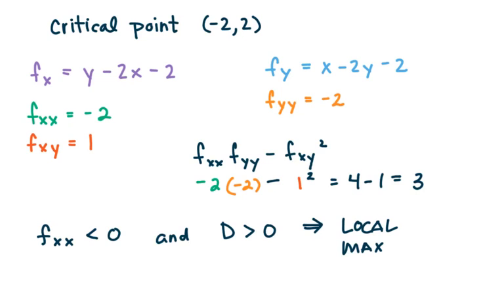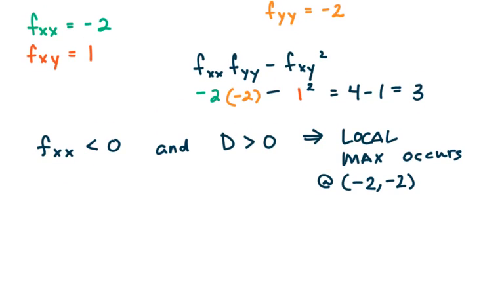And the local max for this function occurs at the point -2, -2. So that is where the local maximum occurs. So we'll say local max occurs at -2, -2. And if I wanted to know what that local maximum value was, we plug it back into the original function and we'll get +8. So this is where the local max is, and this is what the local maximum value is.